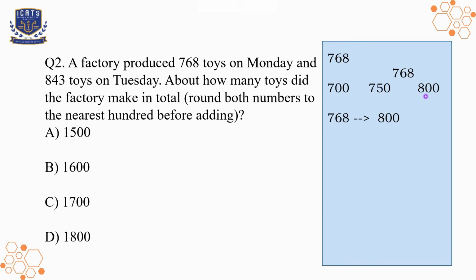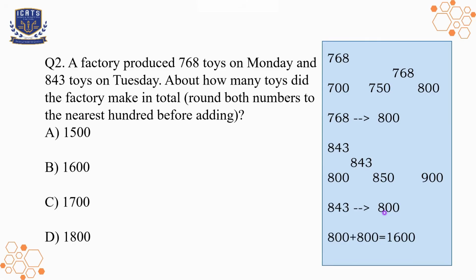Now, our next number is 843. It lies between 800 and 900, but it comes before 850. So it will be rounded towards 800. Now we have to add these two numbers. So 800 plus 800 is equal to 1600. So our answer is option B here.